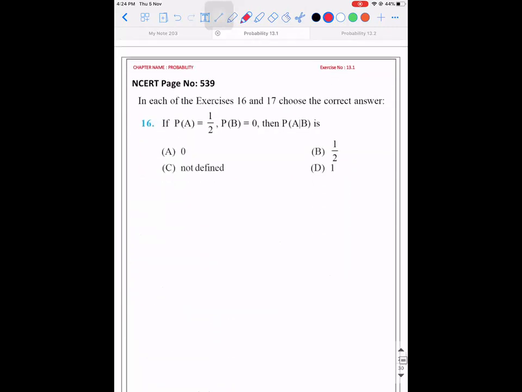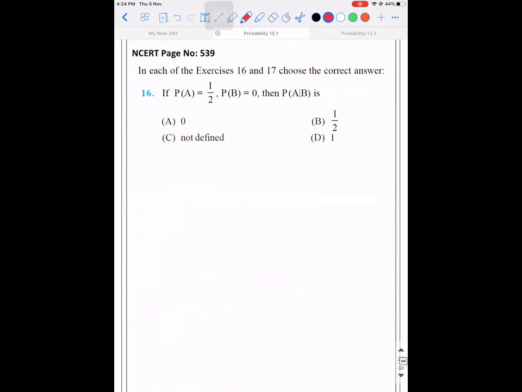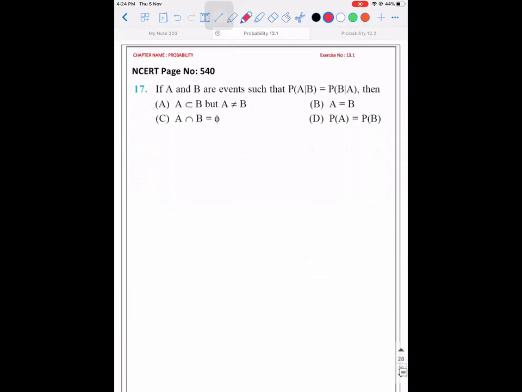Next. In each of the exercises 16 and 17, choose the correct answer. Probability of A is half, probability of B is 0, probability of A given B. 5 seconds work. Probability of A given B is not defined, because probability of B will come in the denominator, that is 0. So something by 0 is infinite.